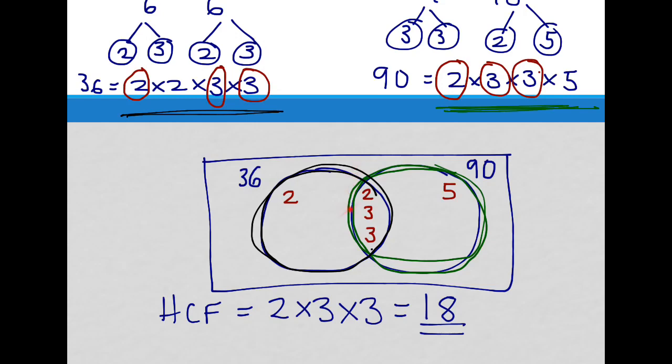And this in the middle here where it overlaps, these were in both of them. And that was our highest common factor. And remember, we multiply them because this is the product of prime factors. And we had the answer of 18. And with a bit of practice, that will be a lot quicker than you listing out for very large numbers.